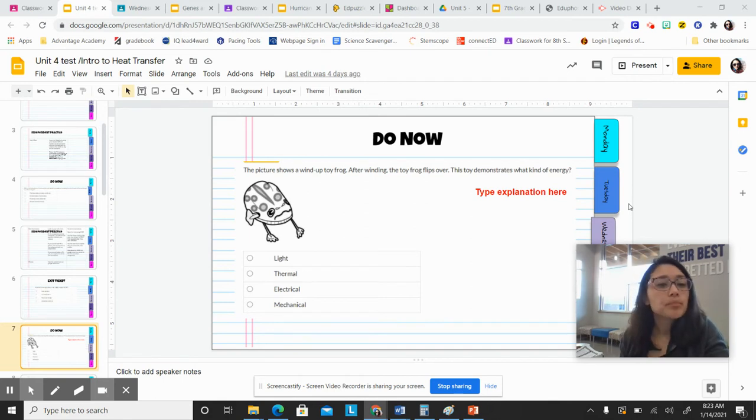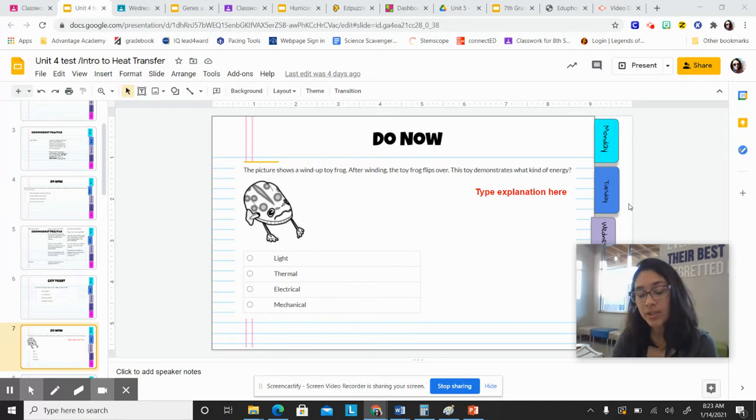Okay, so the picture shows a wind-up toy frog. After winding, the toy frog flips over. This toy demonstrates what kind of energy? So yesterday we went over the types of energy and what they are.